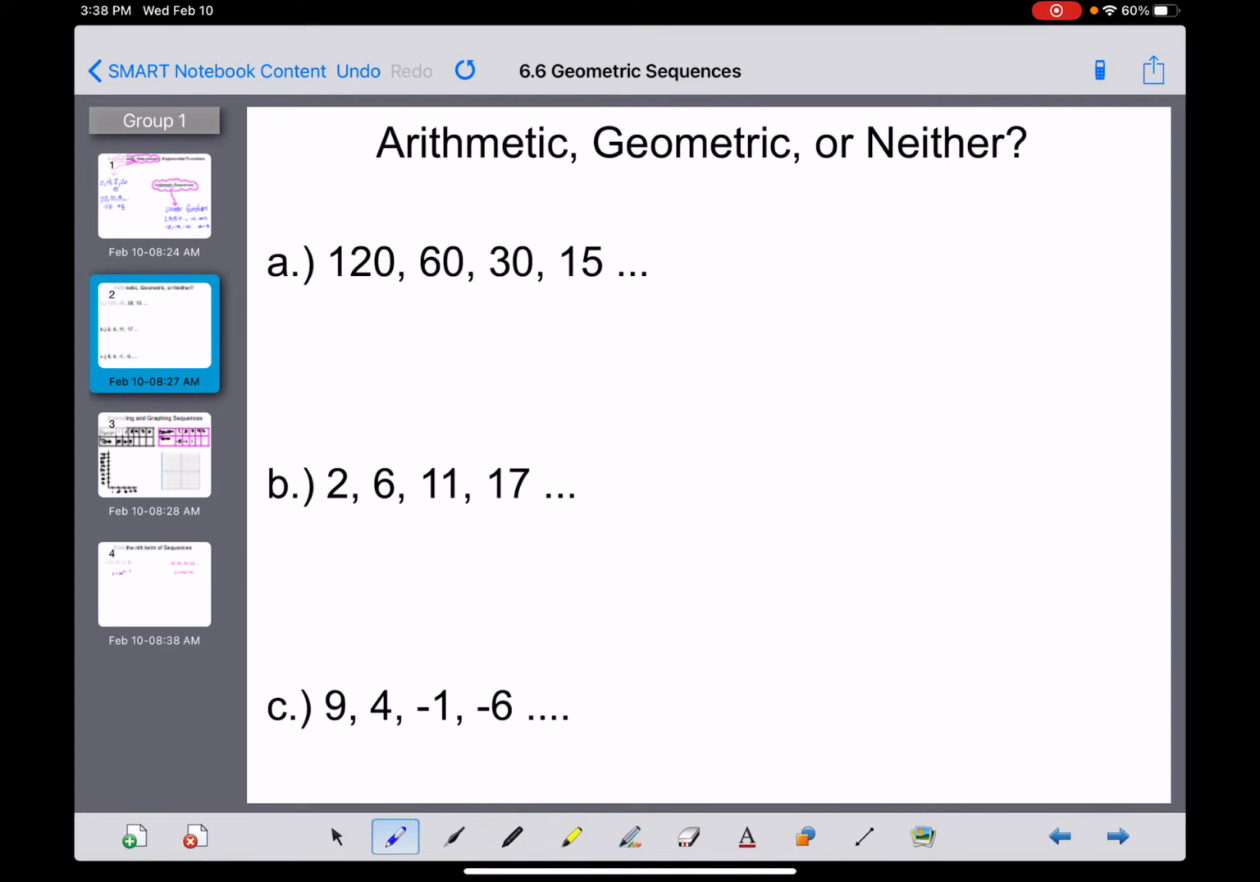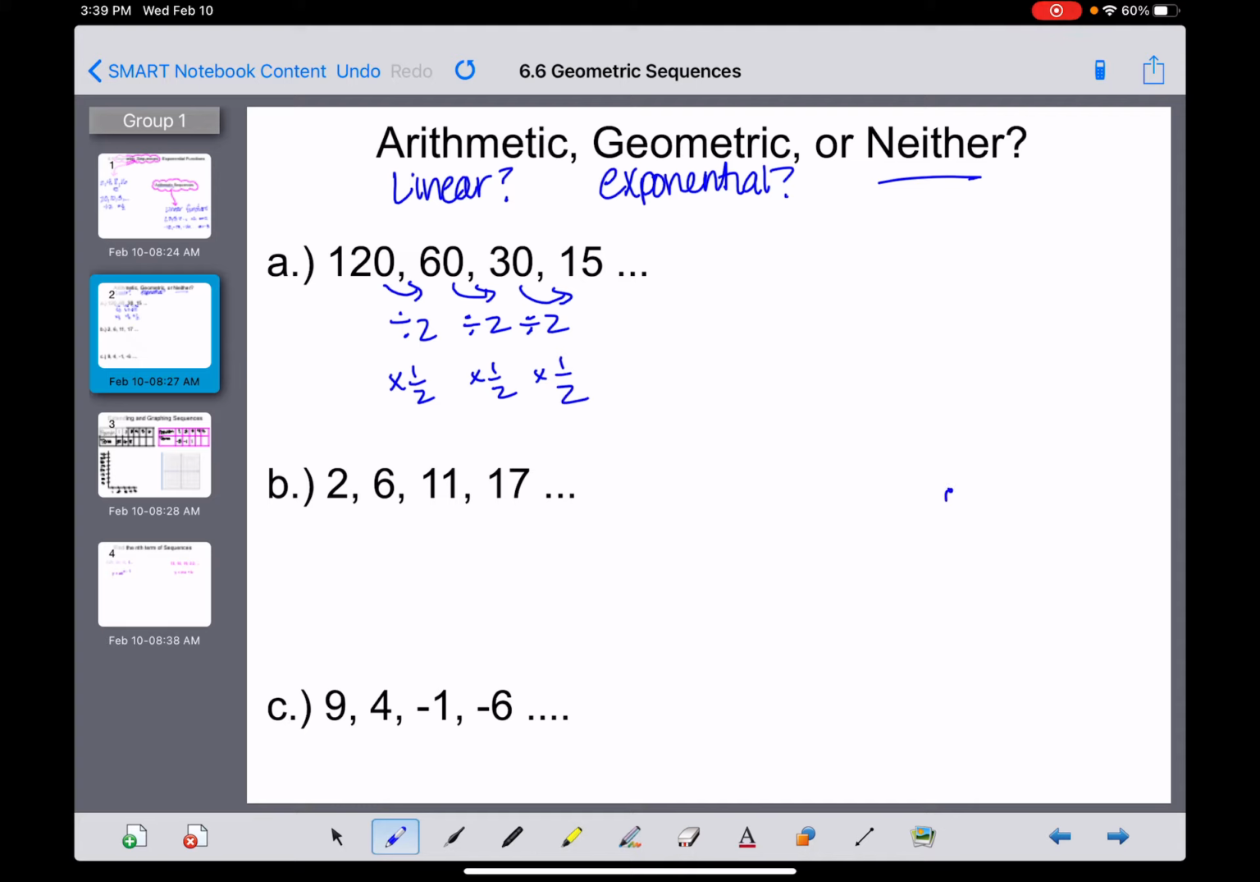So for the first set of examples, we just want to determine, is it arithmetic, is it geometric, or is it neither? So is it linear? Is it exponential? Or is it neither? Okay, so the first sequence, we have to figure out what this pattern is. So I'm going from 120 down to 60, down to 30, down to 15. It looks like we are following a pattern of dividing by 2, which is the same as multiplying by 1/2. So this is a geometric sequence.